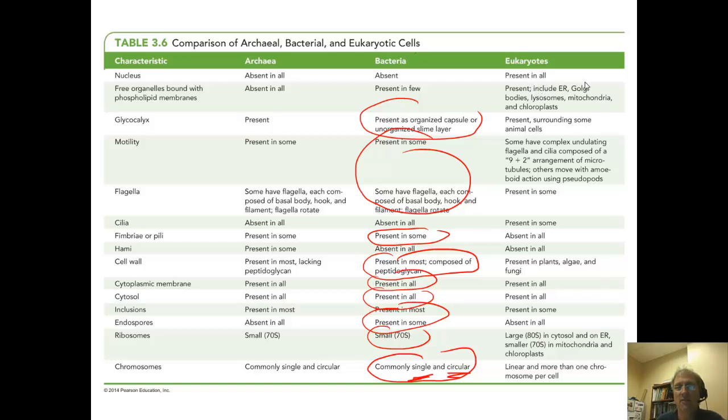Eukaryotes are going to have all of the different membrane-bound organelles in here, the endoplasmic reticulum, the Golgi, lysosomes, mitochondria, and chloroplasts, but lacking many of the other things that we talked about in prokaryotic cells.